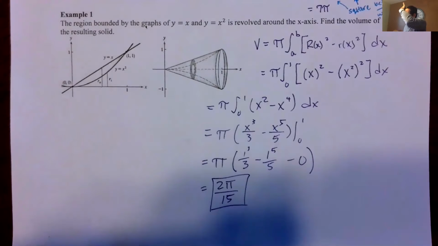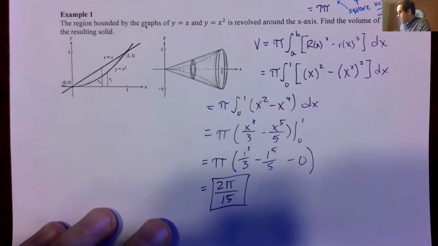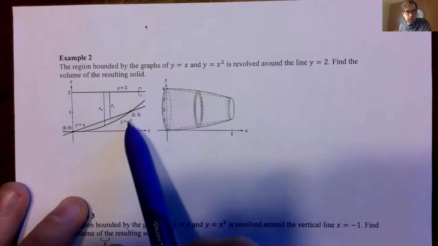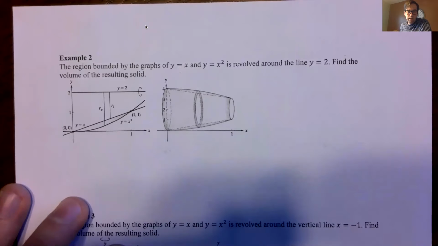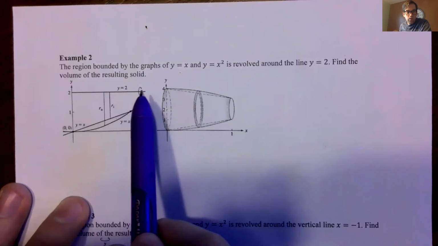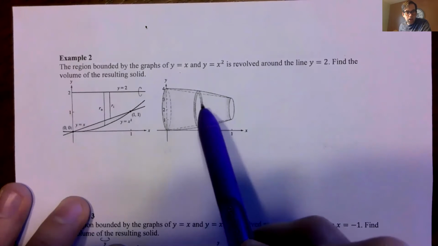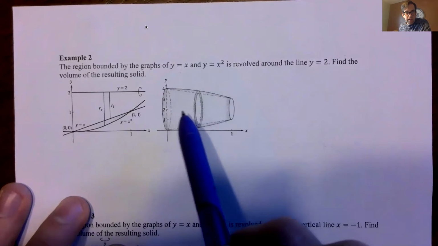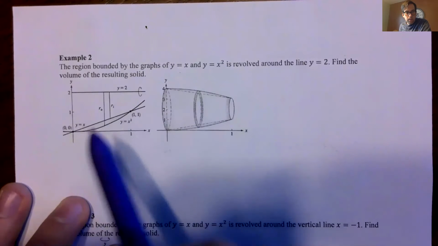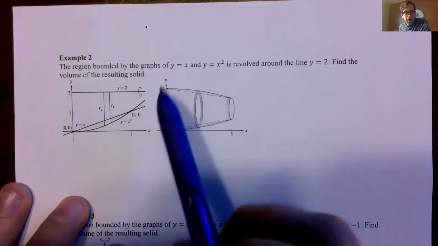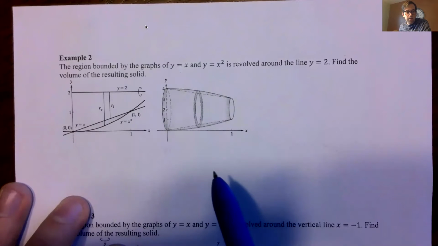Let's see what happens when we revolve about an axis that is not the x-axis in example 2. So the region bounded by the graphs of y equals x and y equals x squared, that's the exact same region from the first page, from example 1. Now we're going to revolve about the line y equals 2. So you can see instead of going about the x-axis and revolving down here, we're revolving up this time about the line y equals 2. So it's not going to be the same volume. We're revolving in a different direction about a different line. So find the volume of the resulting solid.